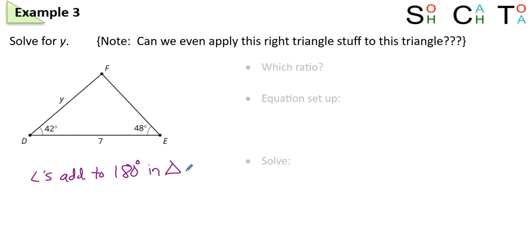So that top angle, F, is 180 minus 42 minus 48. And when we do that subtraction, we find out that angle F is, in fact, a 90-degree angle. So we do have a right angle in this triangle, and we can use right triangle trigonometry to help us solve this.